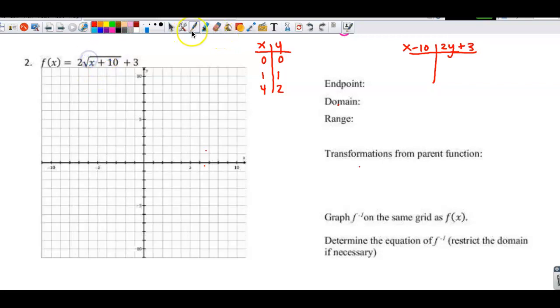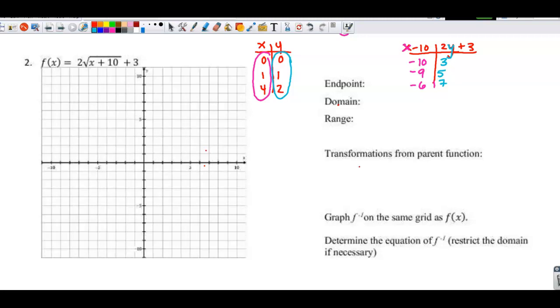Let me erase this now. And what we're going to do here is take all these x values and plug them in for this x, and take all these y values and plug them in for this y. So now let's start with the x values. 0 minus 10 is -10. 1 minus 10 is -9, and 4 minus 10 is -6. All right, let's do the y values. So 2 times 0 plus 3 is 3, 1 times 2 is 2, plus 3 is 5, and 2 times 2 is 4, plus 3 is 7.